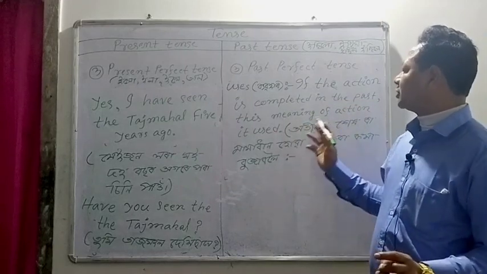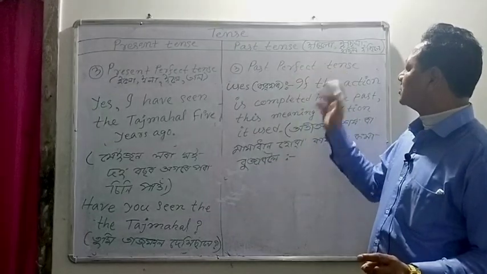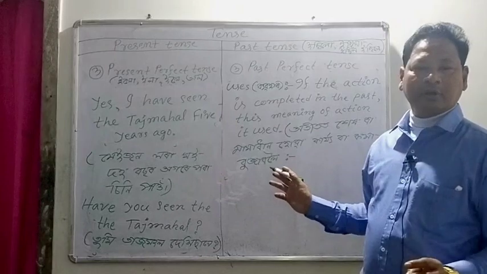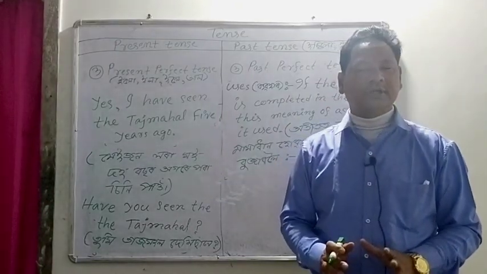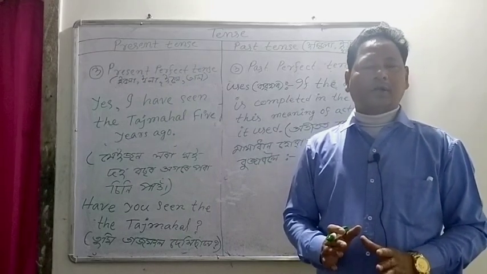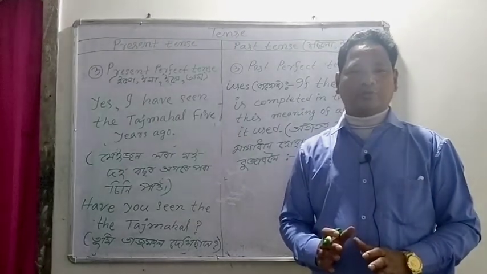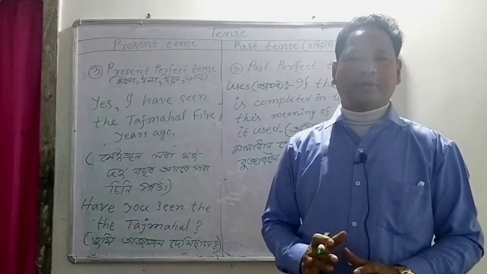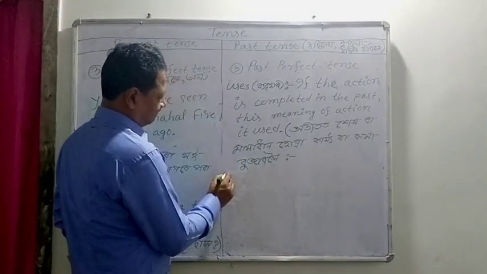So if the action is completed in the past, this meaning of action, it uses past perfect tense. In Assamese, অতীতত শেষ বা সমাধান হোৱা কাৰ্য বা কথা বুজাবলৈ past perfect tense ব্যৱহাৰ কৰা হয়. This is the basic use of the past perfect tense. After the basic use, now I am going to teach you the secondary use. This is very important. Now I start here.